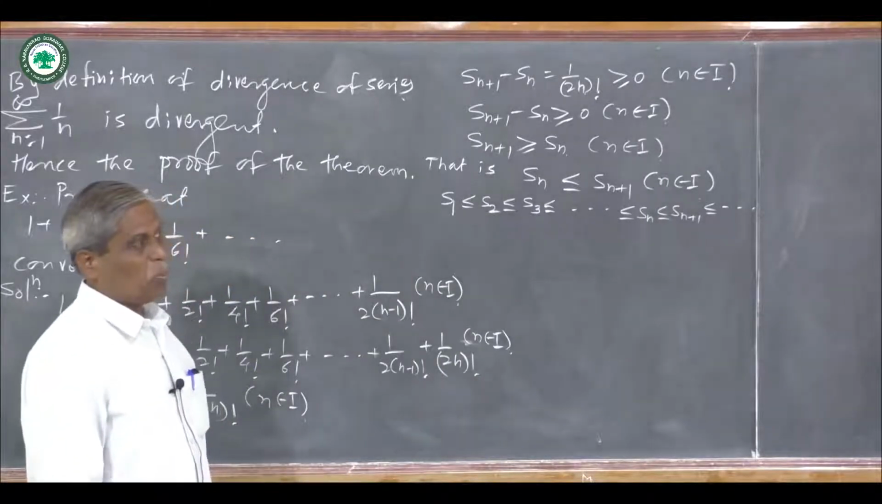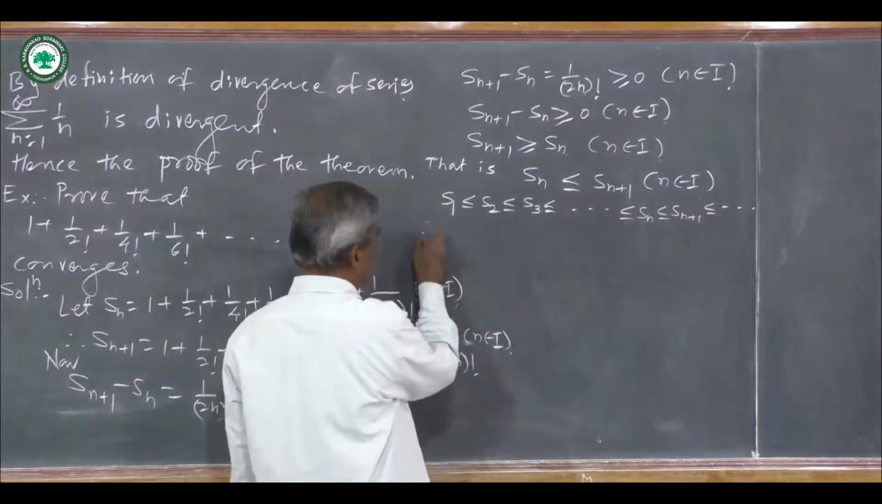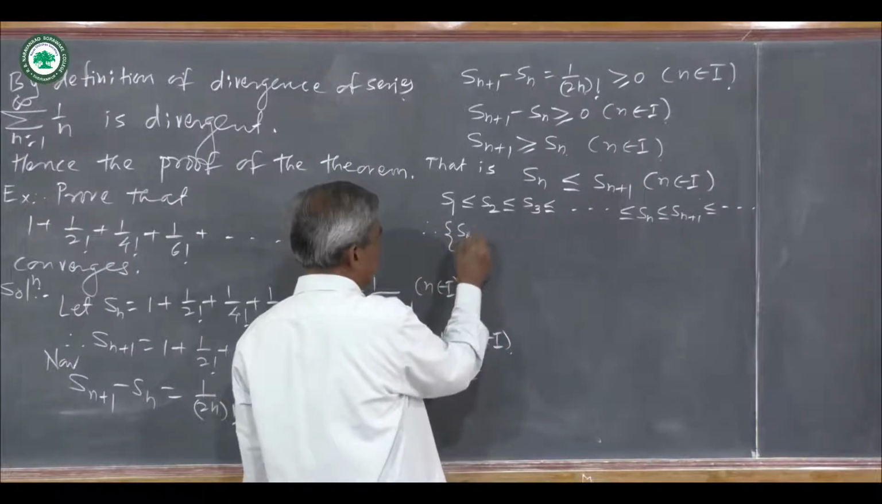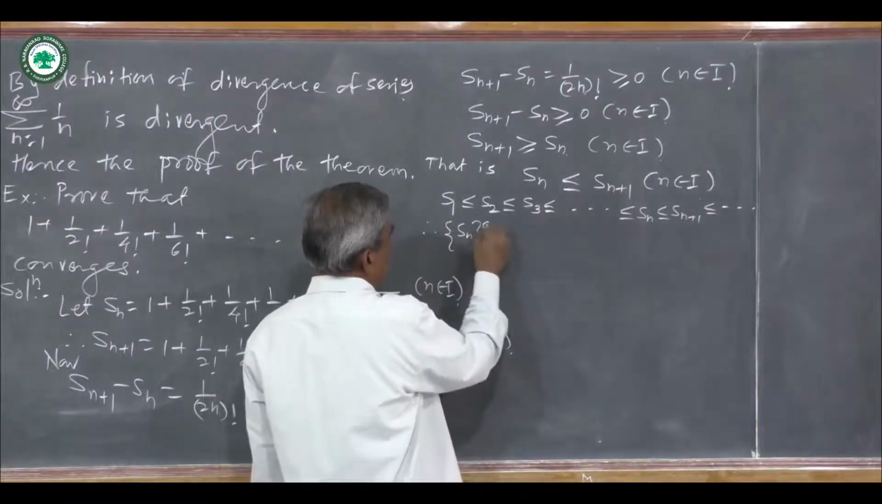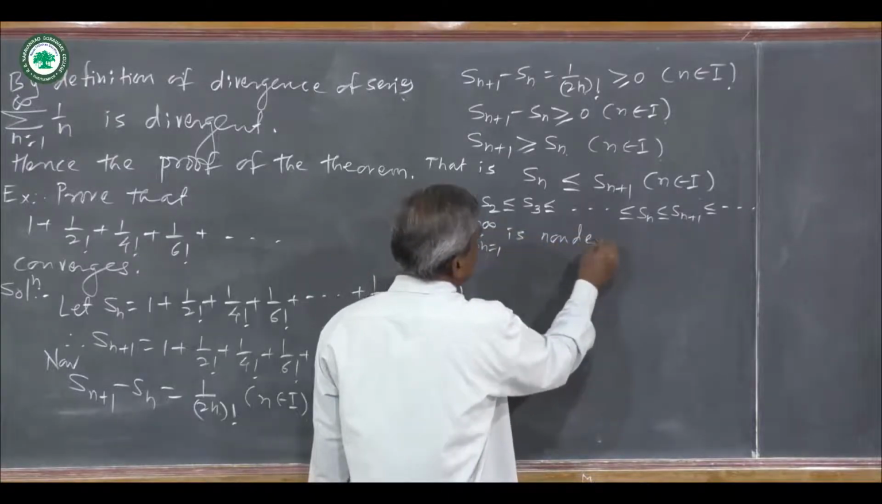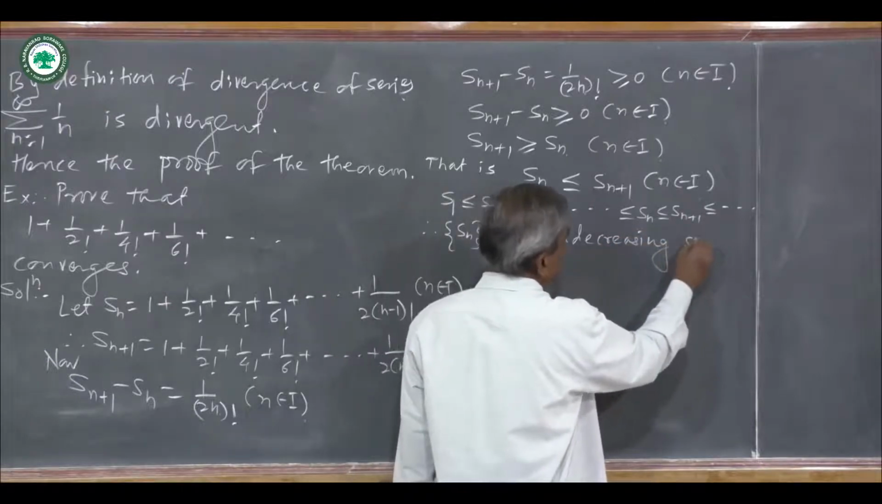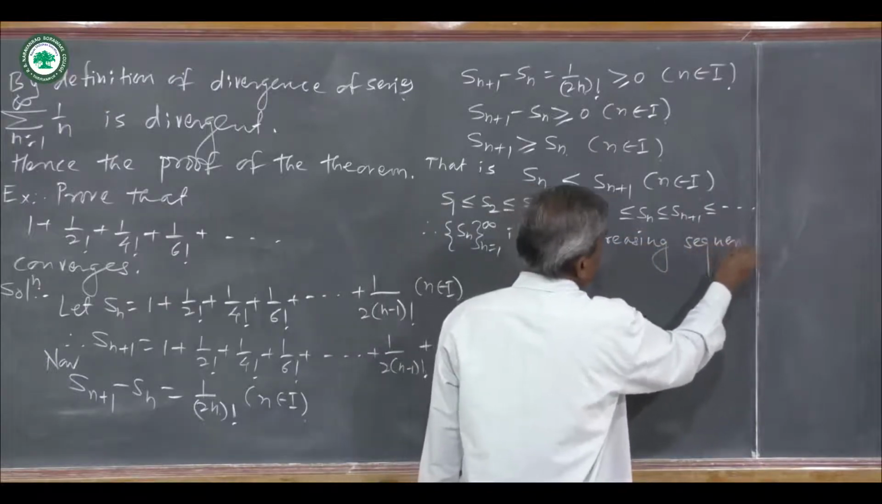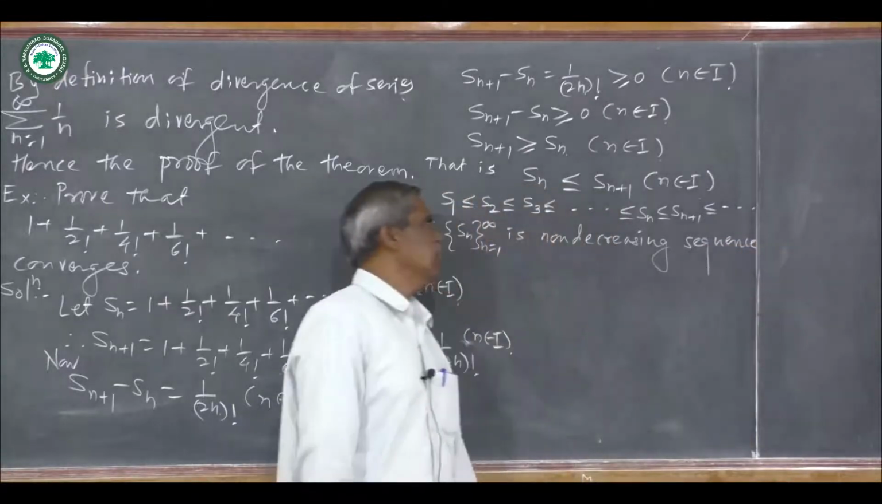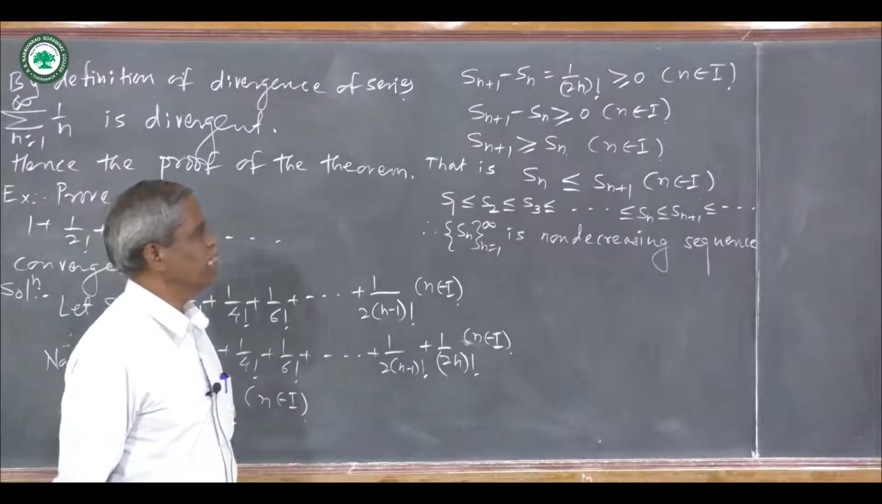Therefore, by definition of monotonic sequences, the sequence Sn, n equal to 1 to infinity, is a non-decreasing sequence of real numbers.